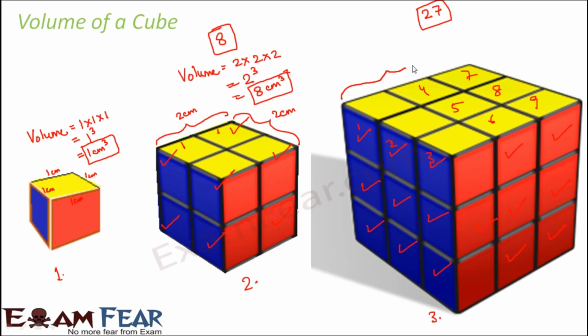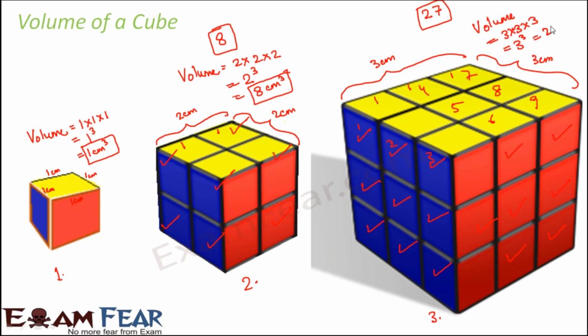This time the side length is 1 plus 1 plus 1 centimeter, which is 3 centimeter. So what is the volume of this cube? For this big cube, the volume would be equal to 3 into 3 into 3, which is equal to 3 cube, that is 27 centimeter cube.